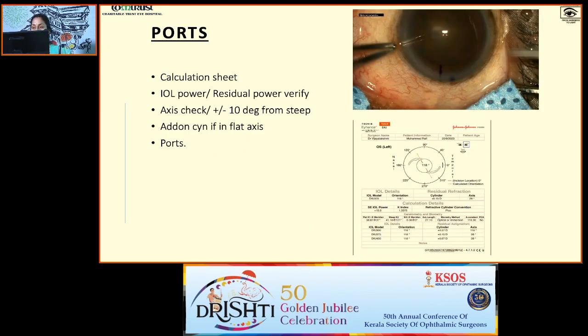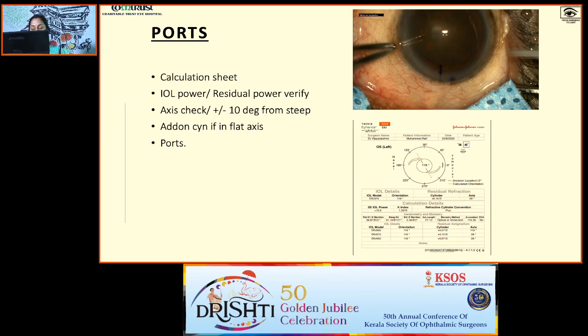Before making the ports, see the calculation sheet once more. See that the incision location is at the temporal side, that is on the surgeon side. Here it is at 0 degrees, and the alignment axis is given. Better take any clock hour position other than the alignment axis for making a side port. If you make the side port at the alignment position, then after hydration, the visualization of toric markings will be difficult. And always see that the alignment axis is plus or minus 10 degrees from the steep axis. If you put it somewhere near the flat axis, you will be adding to the cylinder.